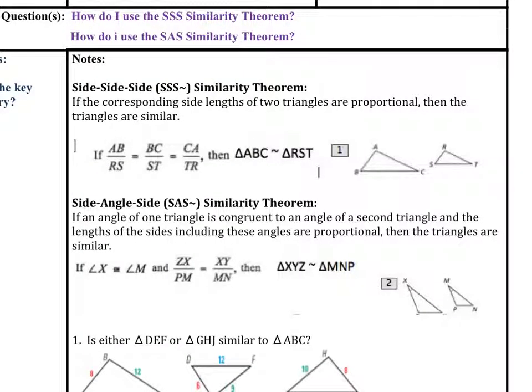It says that if the corresponding side lengths are proportional, then the triangles are similar. We've basically done this already. You just have to check all three ratios. If all the side ratios are the same, then you can say that the triangles are similar.